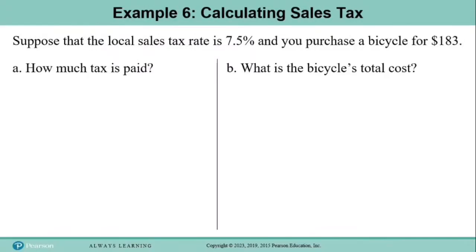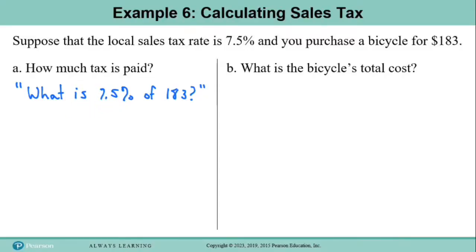Okay, so here is an example for us. This is example 6. It says, suppose that the local sales tax rate is 7.5%, and you purchase a bicycle for $183. How much tax is paid? Well, the tax that we pay is going to be 7.5% of $183. So what we're really asking is, what is 7.5% of 183? Now you know that in order to calculate this, what we have to do first is remove the percent symbol and move this decimal 2 places to the left, which is going to put a 0 before the 7.